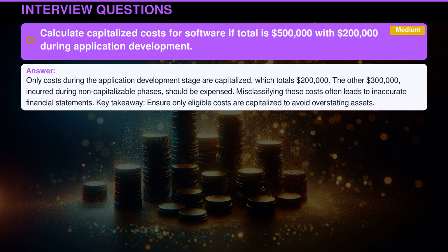Only costs during the application development stage are capitalized, which totals $200,000. The other $300,000, incurred during non-capitalizable phases, should be expensed. Misclassifying these costs often leads to inaccurate financial statements. Key takeaway: ensure only eligible costs are capitalized to avoid overstating assets.